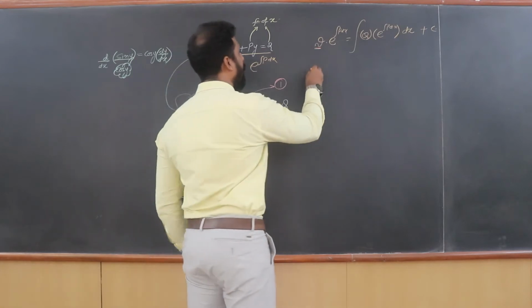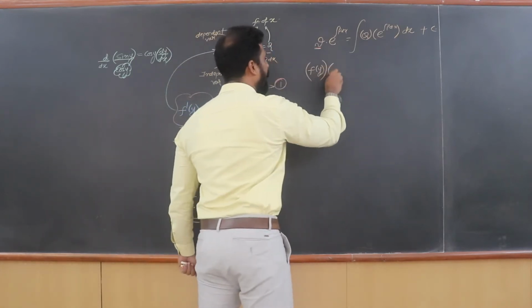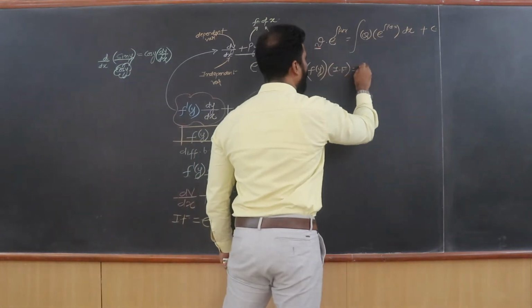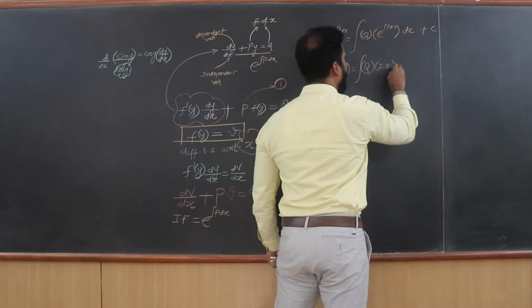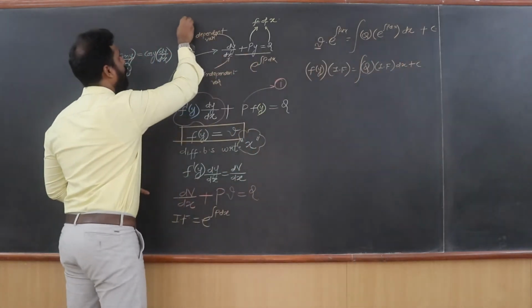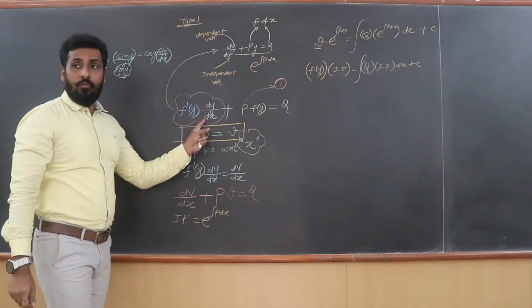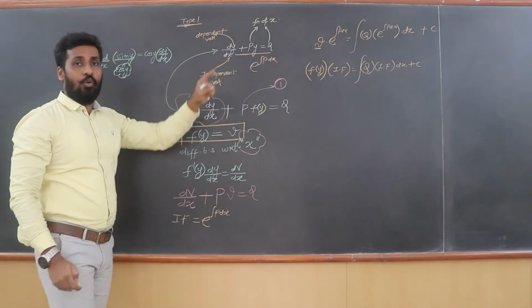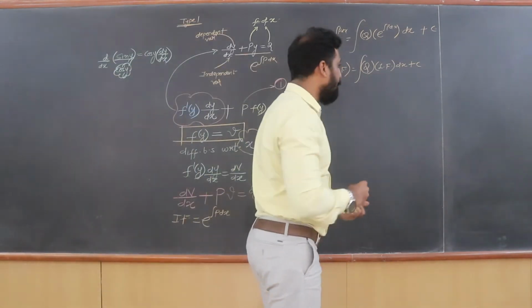It was f of y here, so I write f of y, the integrating factor, whatever it was, is equal to integration of q into the integrating factor dx plus c. That's your type 1. I have compared the given equation with type 1, dy by dx plus py equal to q. Likewise, I can have type 2 also. Let's quickly take type 2 also.